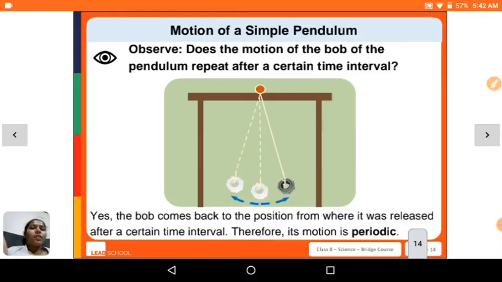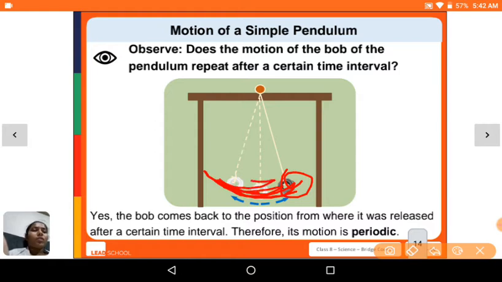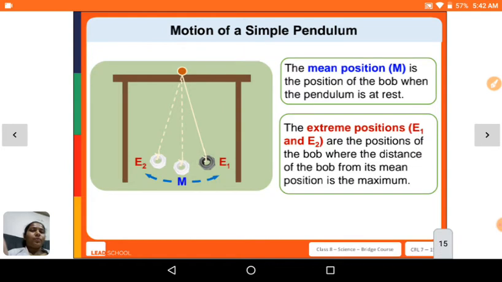Yes, the bob comes back to the position from where it was released after a certain time interval. Therefore, its motion is periodic. So this motion is periodic motion. When we release an object from one point and then it moves and again comes back to that position in a perfect time interval, this motion is called periodic motion.